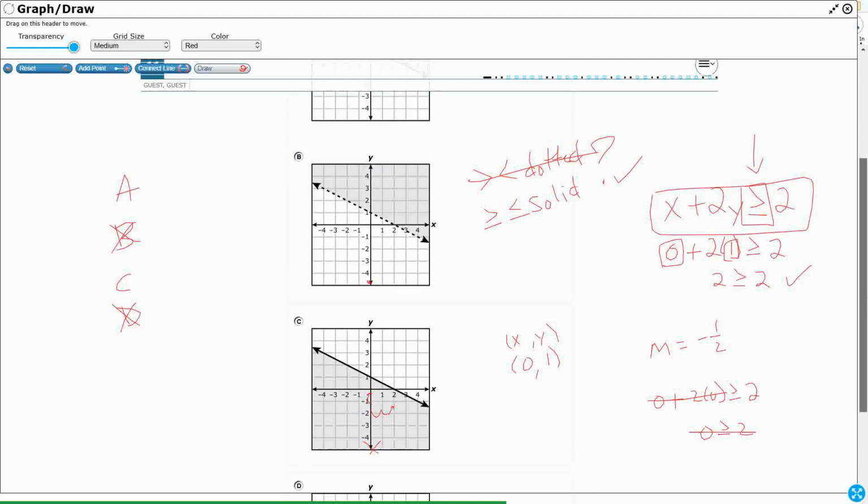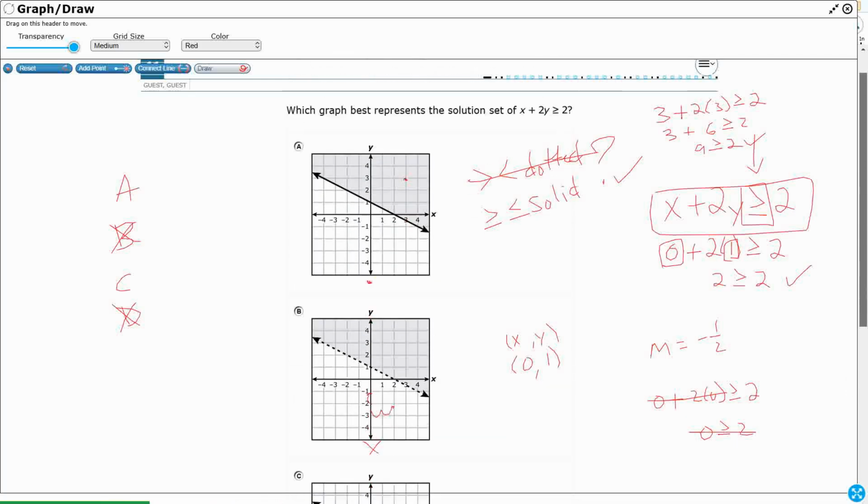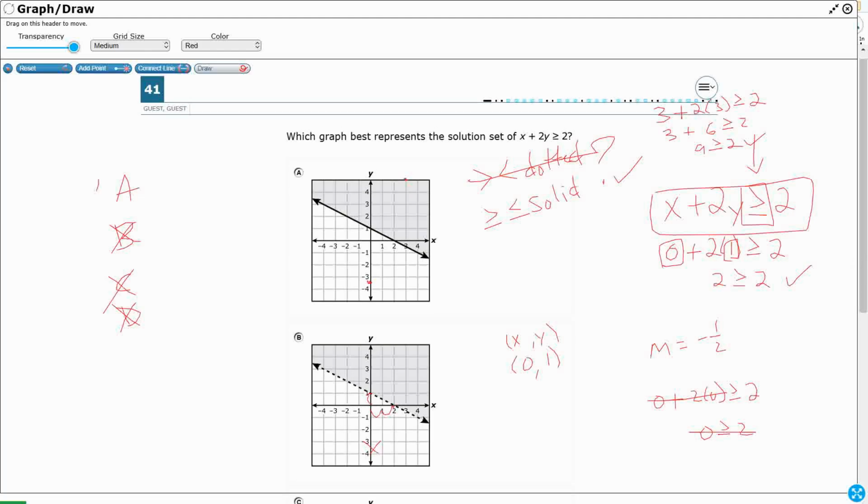So I'm thinking it's going to end up being something above. Let's use something simple. Let's do a 3 and 3. So we'll do x is 3 plus 2 times y is 3 greater than or equal to 2. So that's going to be 3 plus 6 is greater than or equal to 2. 9 is greater than or equal to 2. That is correct. So we know it needs to be a solid line. We know we need to shade above, right? So that C is not going to work because it shades below, grabs at (0, 0), which does not work. So we are left with A, and this is where this can turn into a 4-second problem.